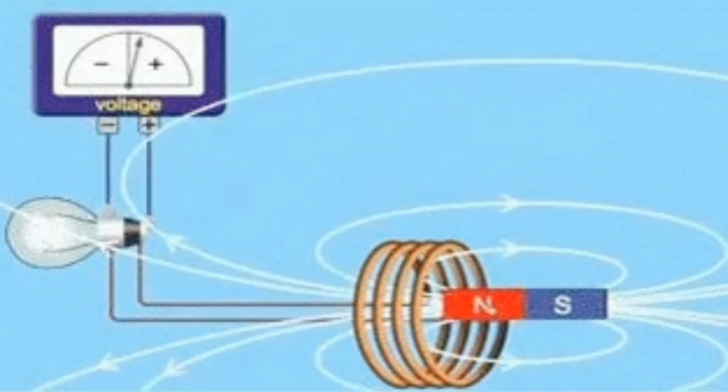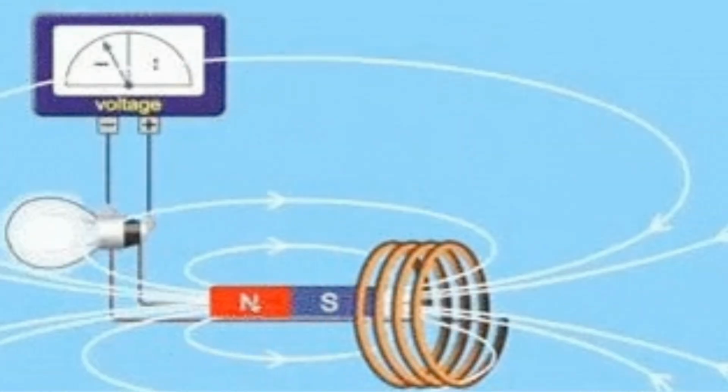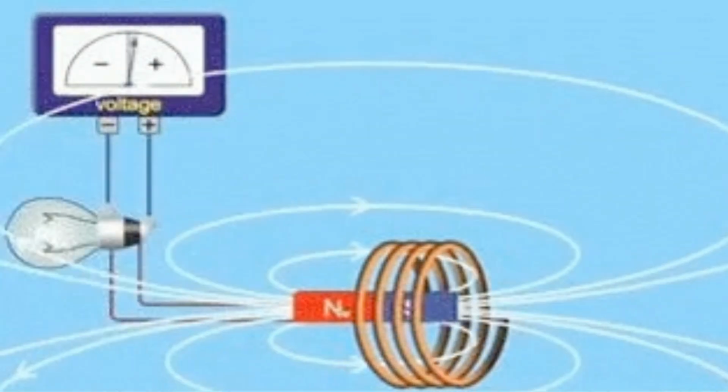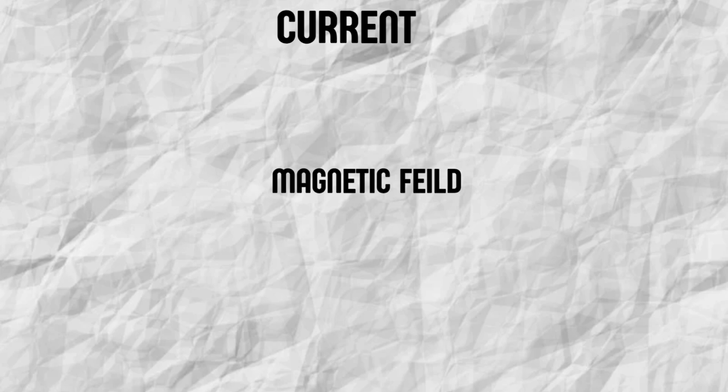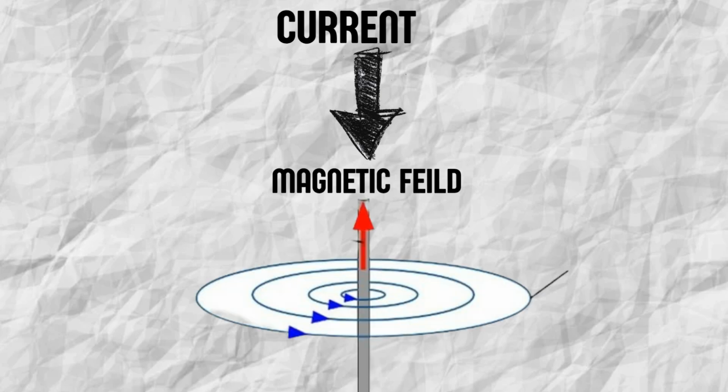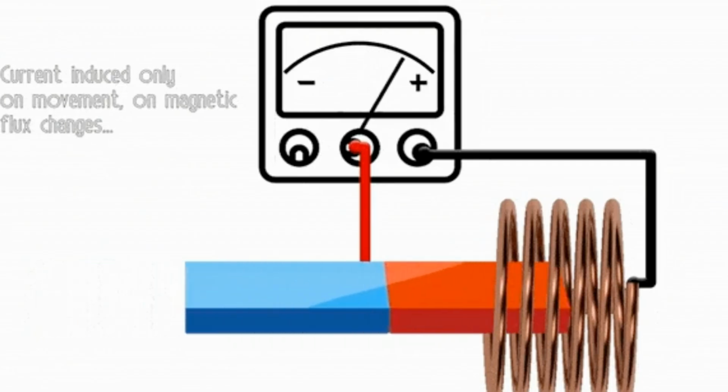Consequently, it follows that if a changing magnetic field passes through a conductor, it should cause the charges inside to move from one point to another point. In other words, just as an electric current produces a magnetic field, a changing magnetic field should also produce electricity.